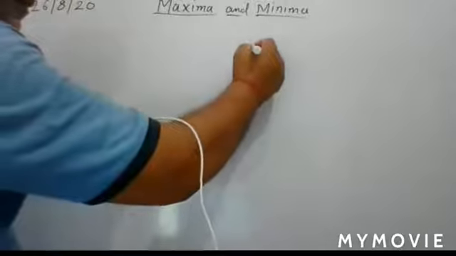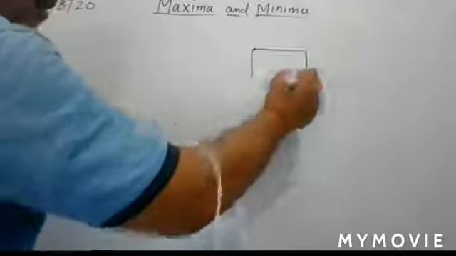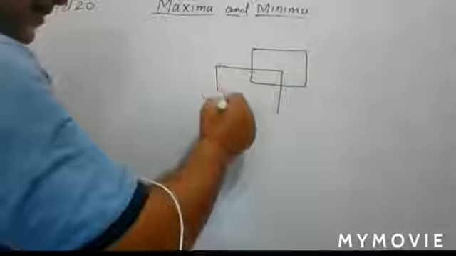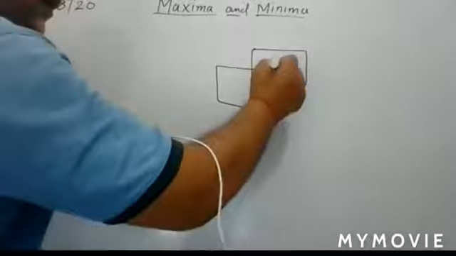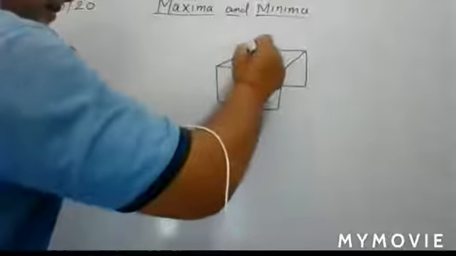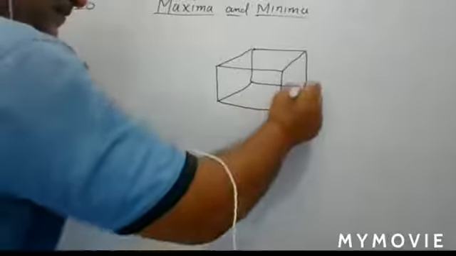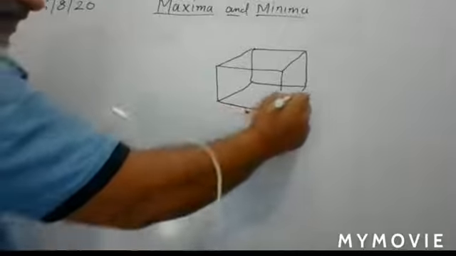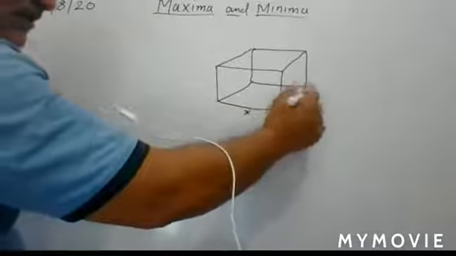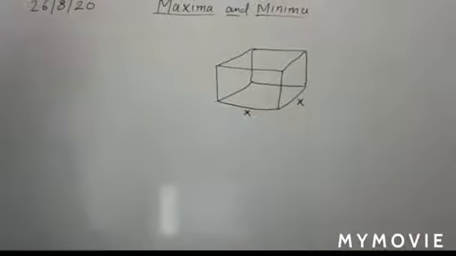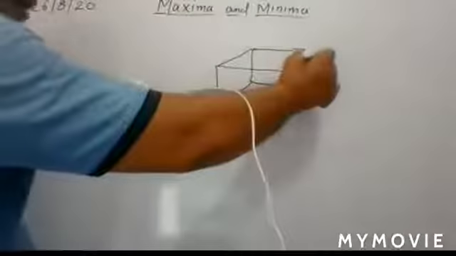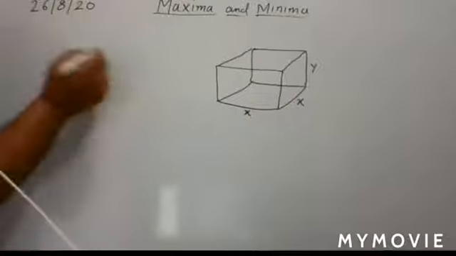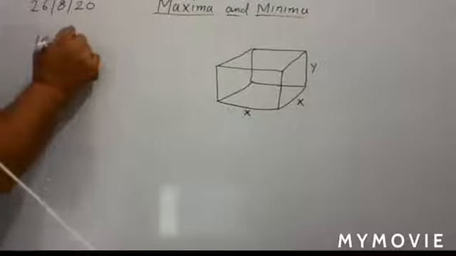Okay, so here you take a cuboid whose base is square. Suppose I take a cuboid whose base is square, so length and breadth are both the same. Here the length is x and the breadth is also x, and here you assume its height is y.